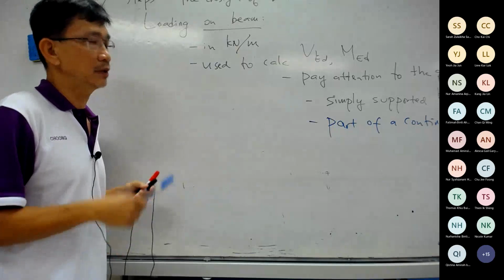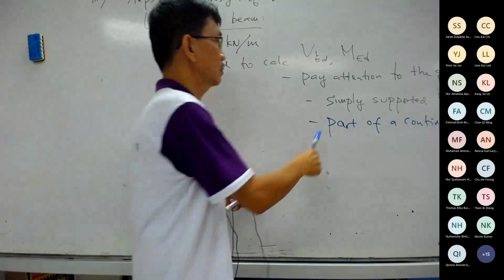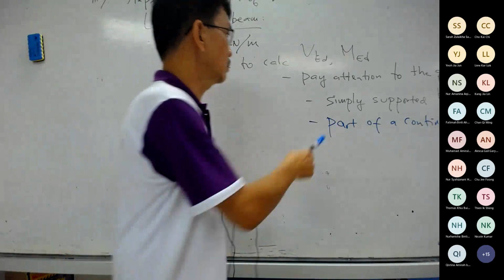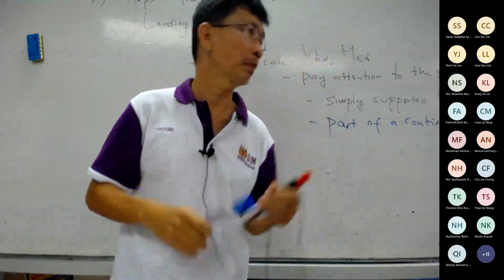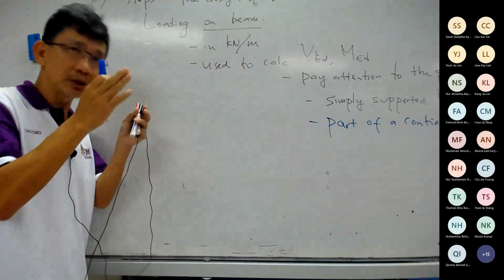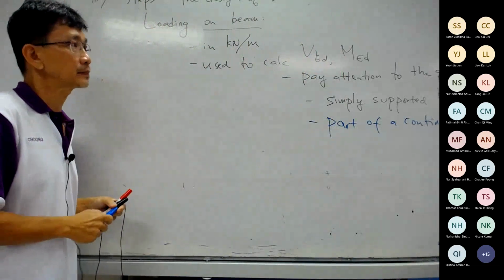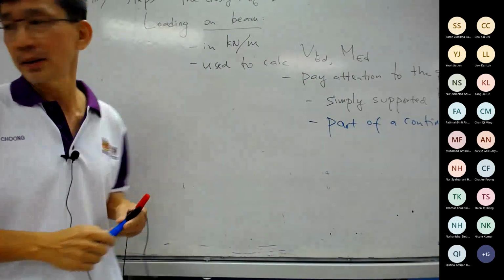Because continuous beam is a very time-consuming process to design. So if the question asks you to look at a particular part, a particular span of the continuous beam, then you only design for that span. Okay.